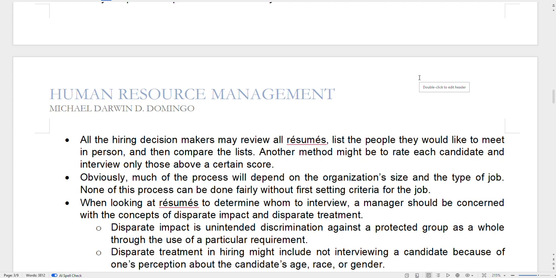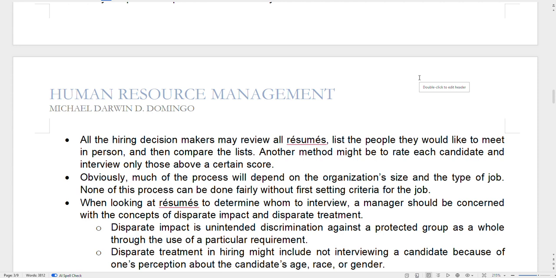Now, ibig sabihin, upon reviewing, pipili lang sila. If they're impressed with your resume, ayan, may chance na ma-interview ka. So, kung they don't see your resume, an appealing one, or wala silang nakitang qualifications na hinahanap nila, so wala. Ano yun? We will call you, sir. No, don't call us, we call you. Kanya yan. So obviously, much of the process will depend on the organization's size and type of jobs.